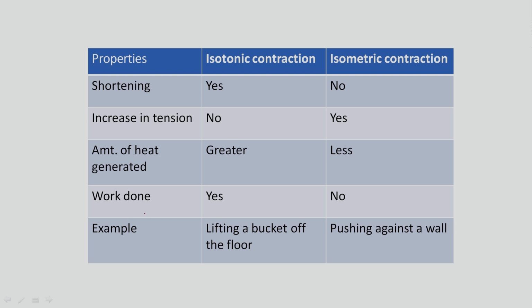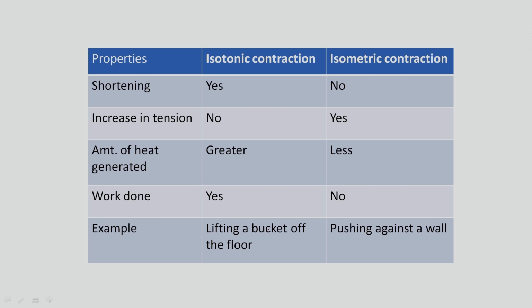Work done: in isotonic contraction, yes, work will be done, but in the case of isometric contraction there will be no work done. So, what are examples of isotonic and isometric contractions? An example of isotonic contraction is lifting a bucket off the floor. So, the tension will remain the same, but the length will change.